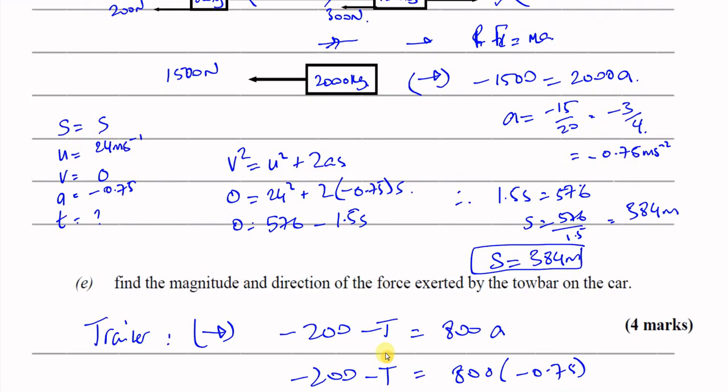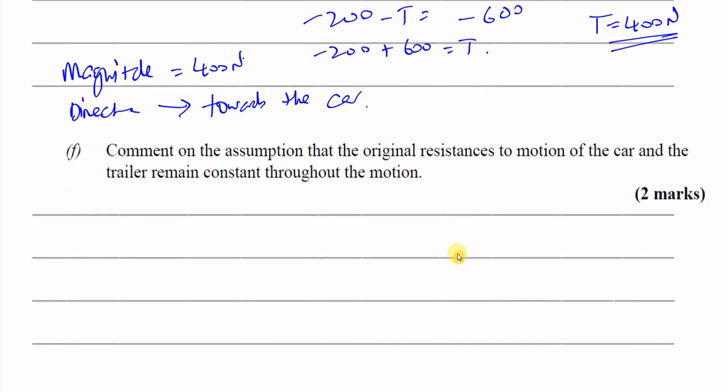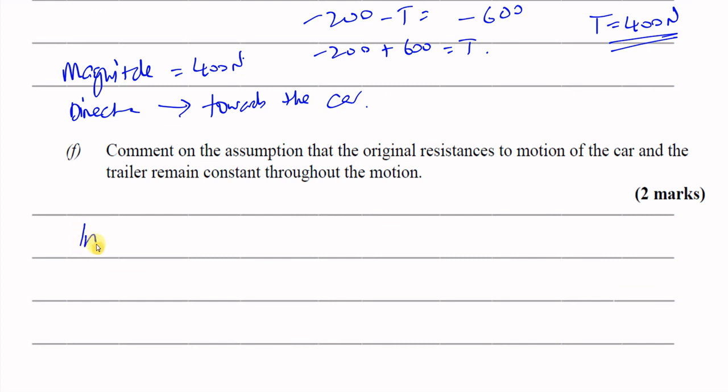Then it says comment on the assumption that the original resistances to motion of the car and the trailer remain constant throughout the motion. That was an assumption that we made to make our calculations easier because we can use SUVAT. But in reality, the resistances to motion change with the speed. So you can say in reality, the resistance to motion would change as the speed changes.